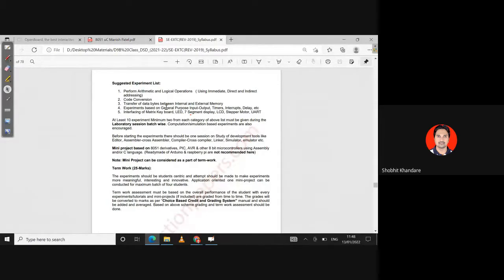Experiments based on GPIO, general purpose IO, timer, interrupt, delay, etc. Interfacing of matrix keyboard, LED, 7-segment display, LCD, stepper motor, and UART. These are some of the experiments which are suggested. When we do practicals, we will try to solve the maximum number of experiments. Computation and simulation based experiments are also encouraged.